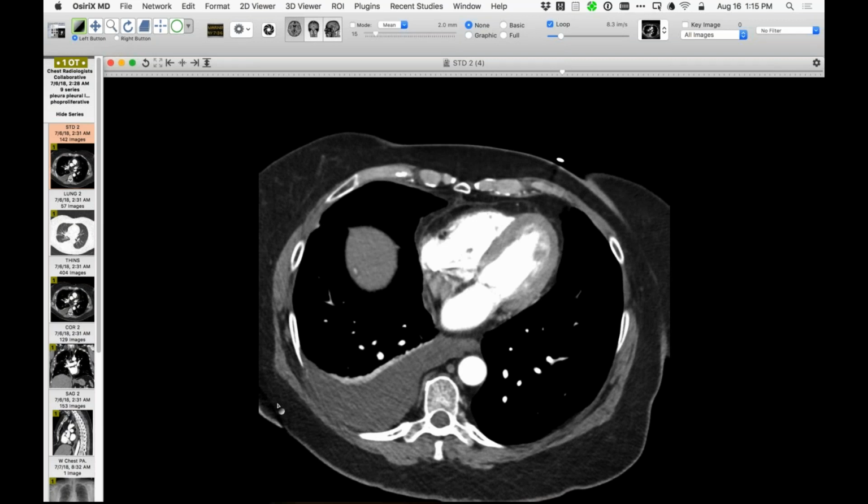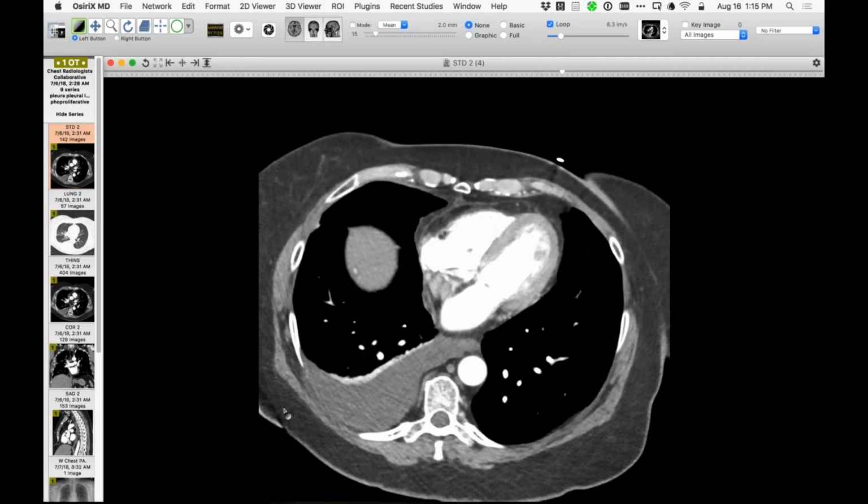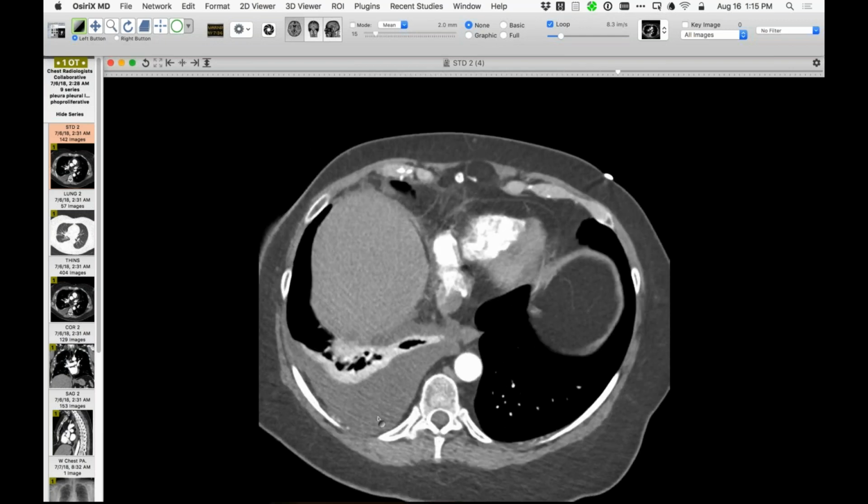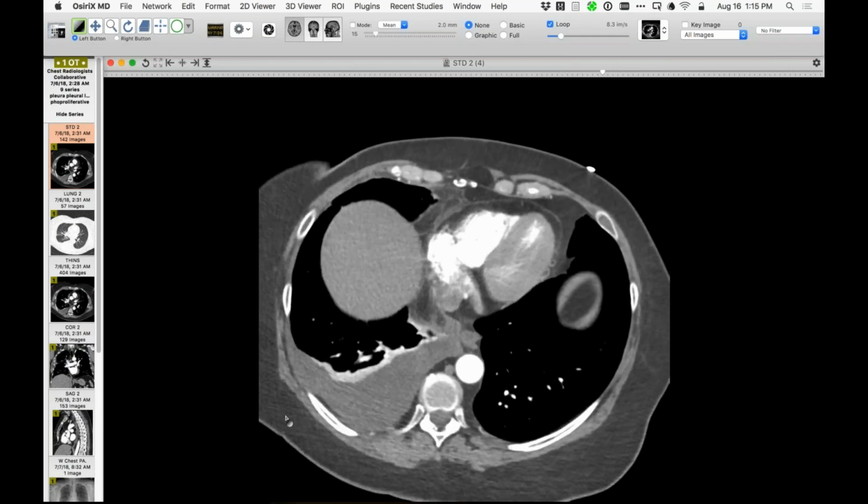Okay, so this is a CTPA for PE. There is no PE, but what was described was bright pleural fluid, and I'll show you a couple of lymph nodes in a moment. But what was not appreciated is that this isn't just pleural fluid. So definitely down here, the appearance and the attenuation is that of fluid.